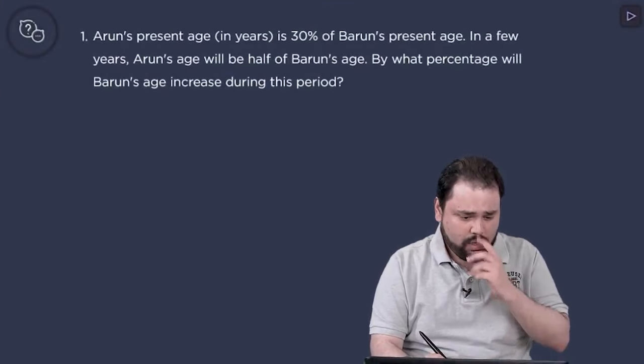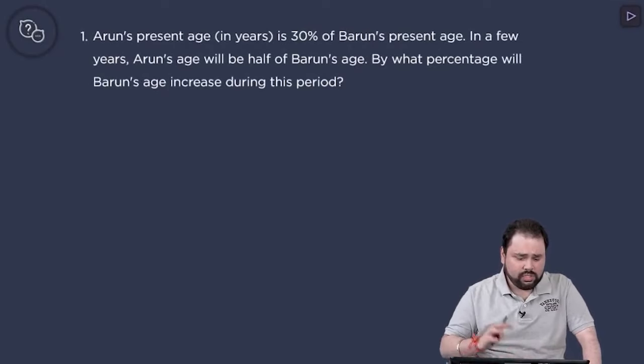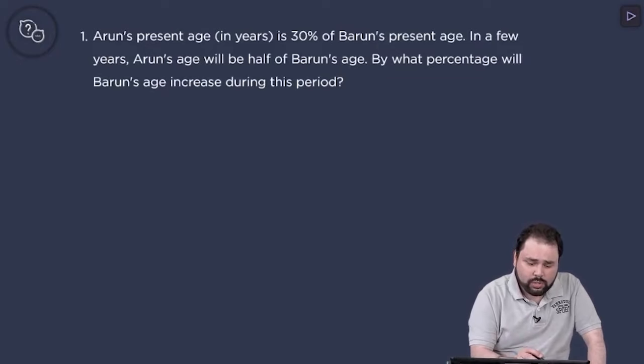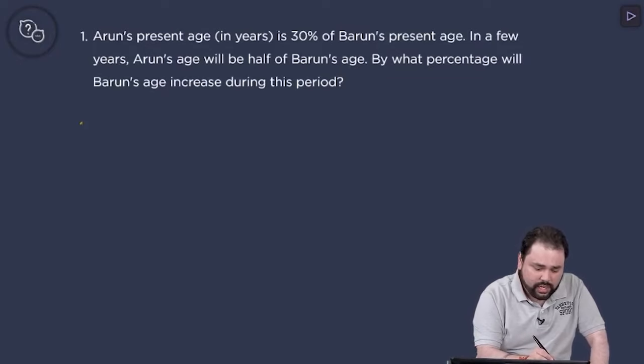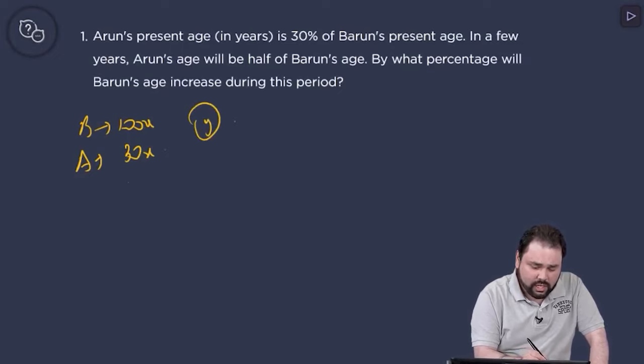Okay, question 1. Arun's present age in years is 30% of Barun's present age. In a few years, Arun's age will be half of Barun's age. By what percentage will Barun's age increase during that period? Okay, Arun's present age is 30% of Barun. So let Barun be 100x, so Arun is 30x. In a few years, Arun's age will be half of Barun. So let that be, say, y years. So in y years, Arun's age will be 30x plus y, Barun's age 100x plus y.